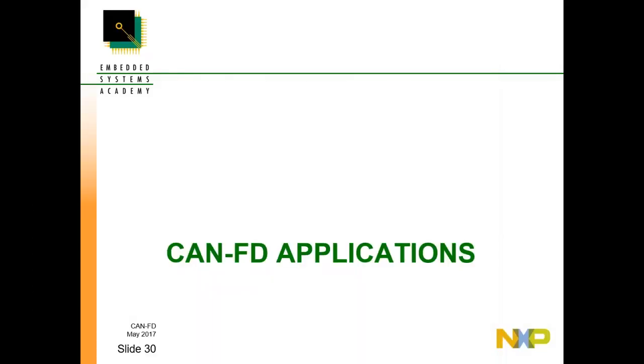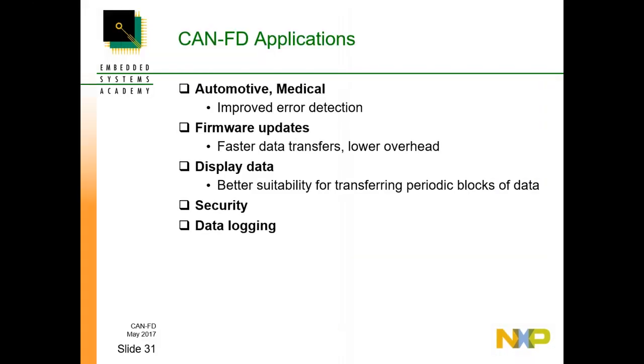So we'll now look at the typical applications that can benefit from the new features of CAN-FD. The improved error detection characteristics suit applications in safety-related sectors such as automobile and medical. The ability to transfer 64 bytes per frame is ideally suited to firmware updates, allowing such updates to be performed far more quickly with less downtime and perhaps without even taking the network out of commission.